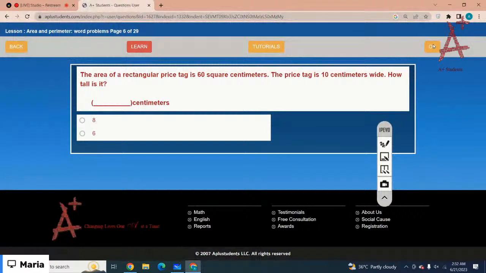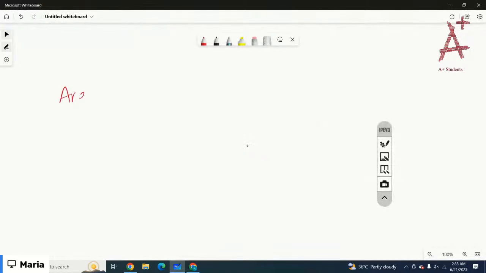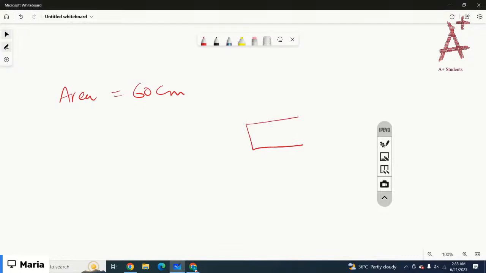The area of a rectangular price tag is 60 square centimeters. The price tag is 10 centimeters wide. How tall is it? Okay, so you are given the area of the rectangular price tag, that is 60. The price tag is 10 centimeters wide. This one, 10 centimeters wide. You have to calculate this side.